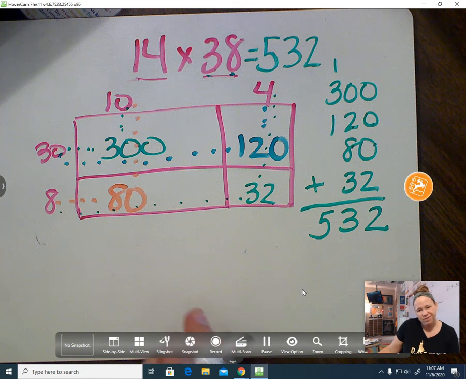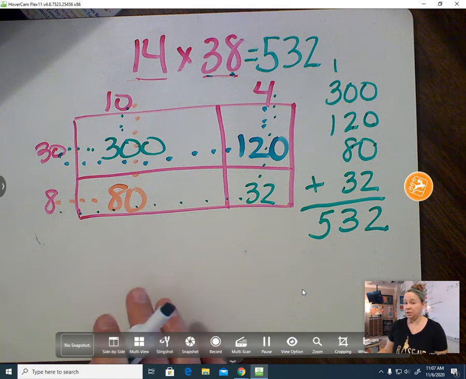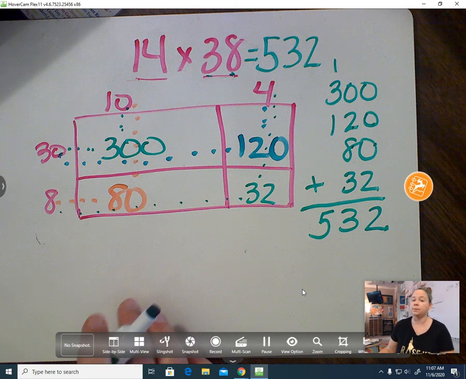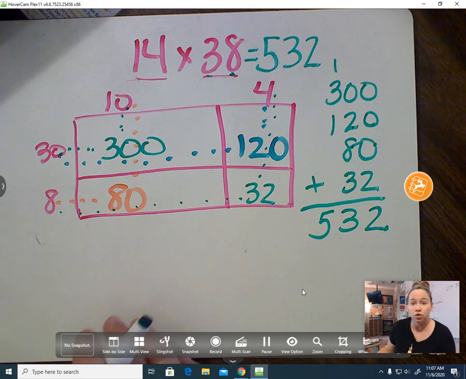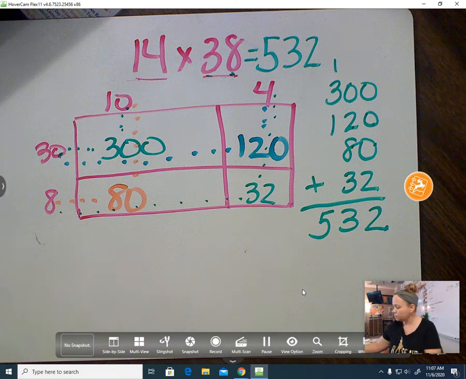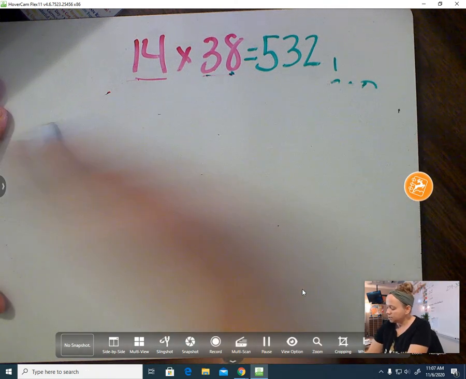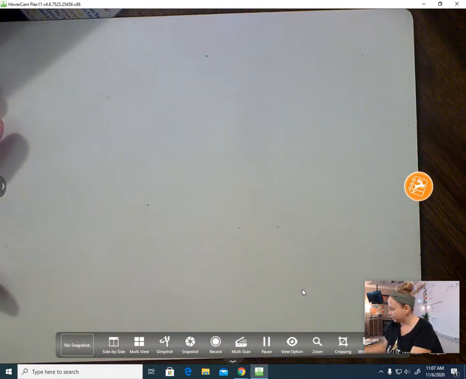Kind of. So in this case, I'm not really sure the estimation to check is helping me. But if I got an answer like 5,320, then I would say, whoa, that is not at all close to 400, which is my estimate. All right. Let's pick up our markers and let's see if we can do one together.